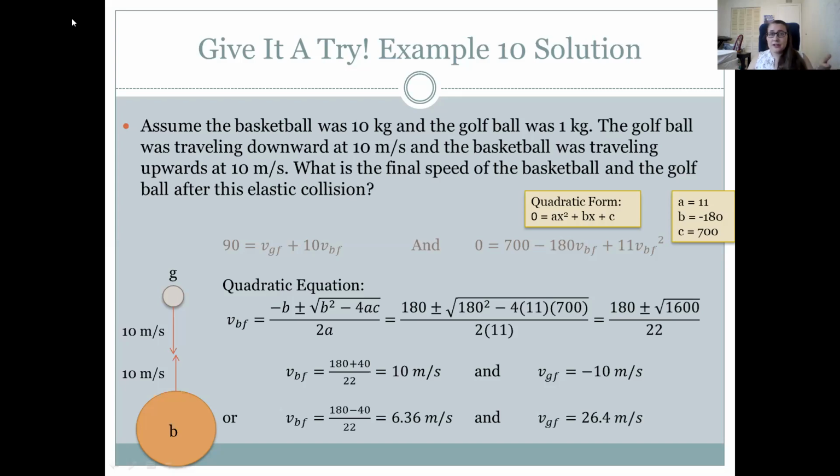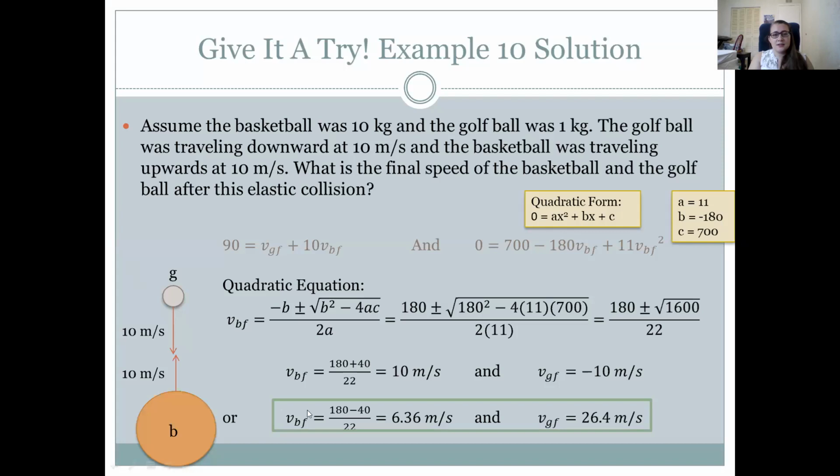So not only can we look at the sign to help us figure out which one is correct, but we also have to keep in mind the scenario itself to help us figure out which one is correct. So in this case, there are our final velocities.